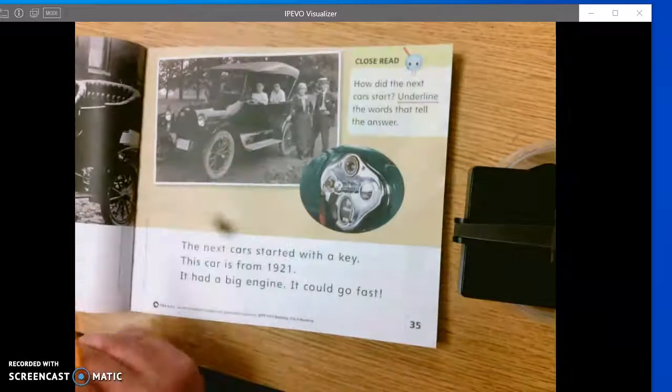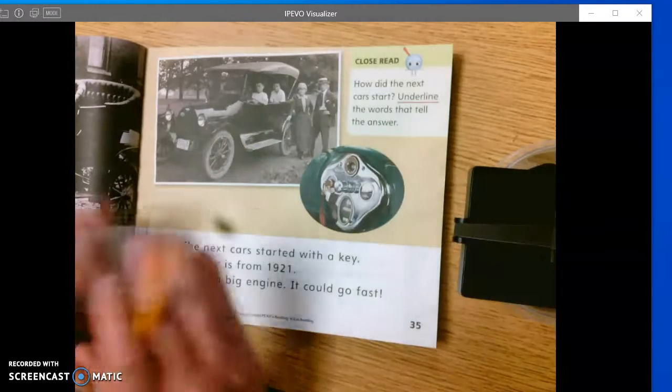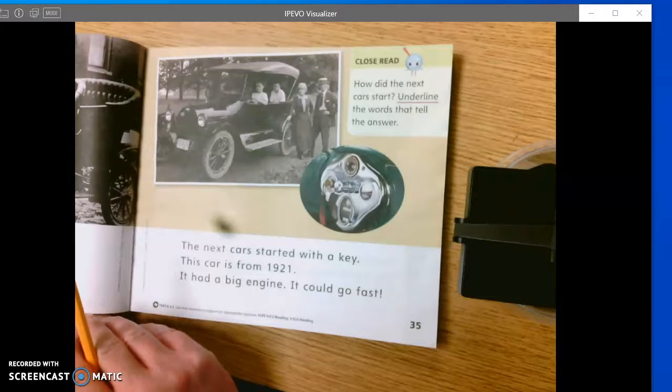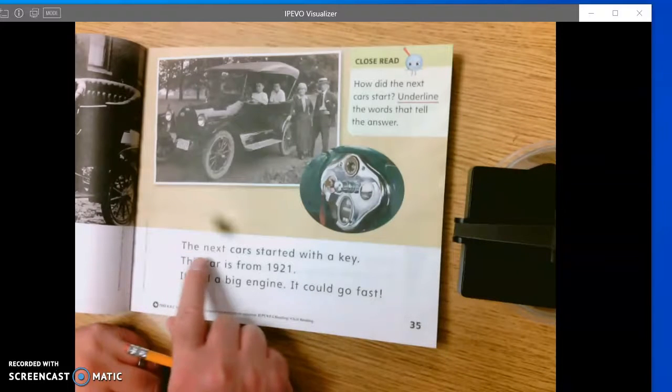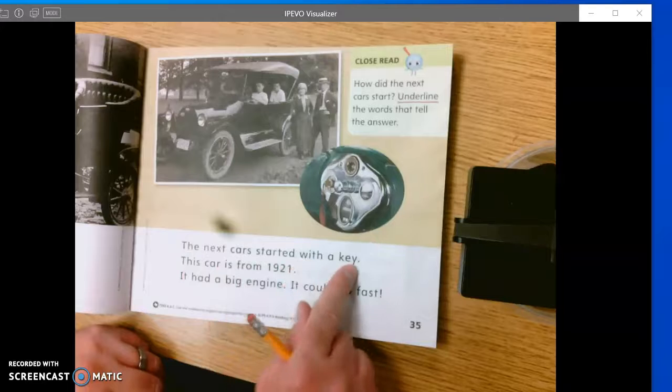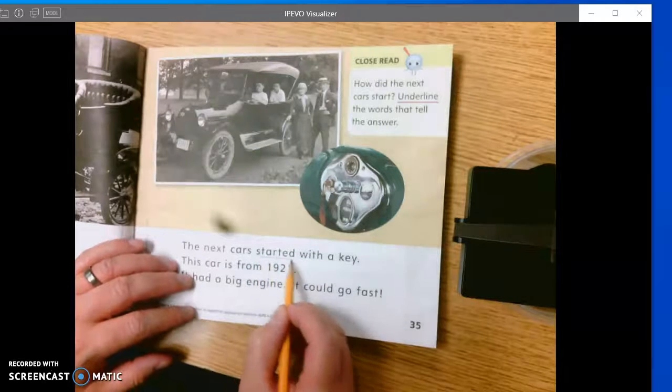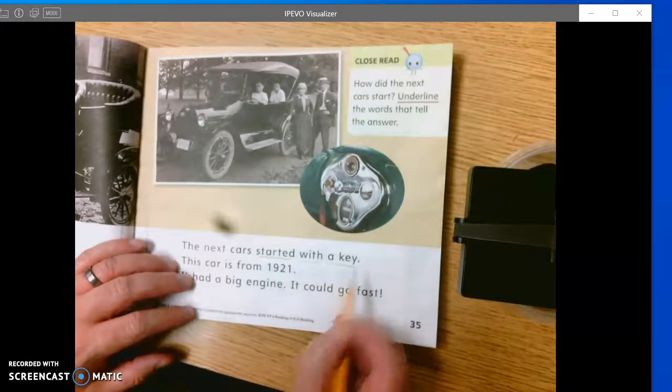Now, how did the next car start? So we're talking about the next cars after the very first cars that we looked at in the last couple pages. How did these cars start? I see in the text it says the next cars started with a key. They started with a key. So I'm going to underline that. They started with a key.